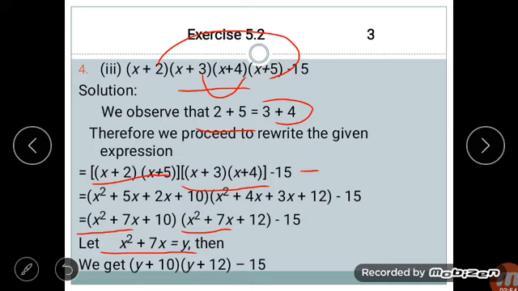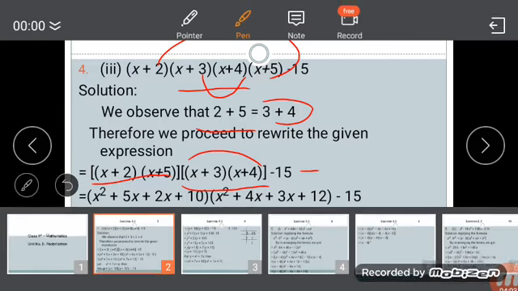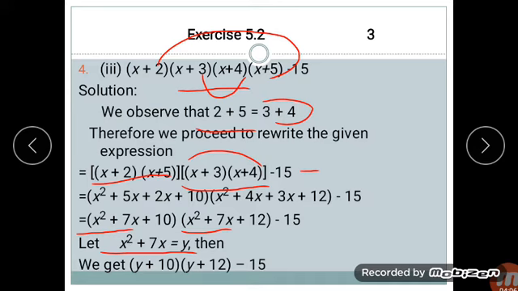Now you are going to multiply these two brackets, and you are supposed to multiply these two brackets. So let's see what we will get by multiplication. x with x gives x squared, then x with 5 gives 5x, 2 with x gives 2x, 5 twos are 10. x with x, x squared, then x with 4, 4x, then again 3 with x, 3x, then 3 with 4, 12. Minus 15 should be written as it is for now.